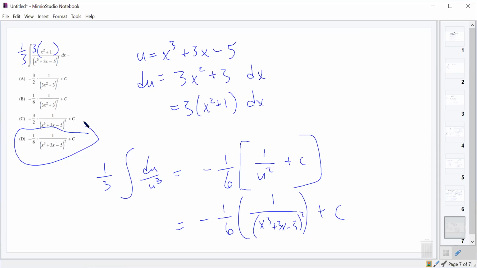Good or no? Yeah, I just forgot that you can use the reverse power rule. I was trying to use like the 1 over u and ended up with like natural log of something.